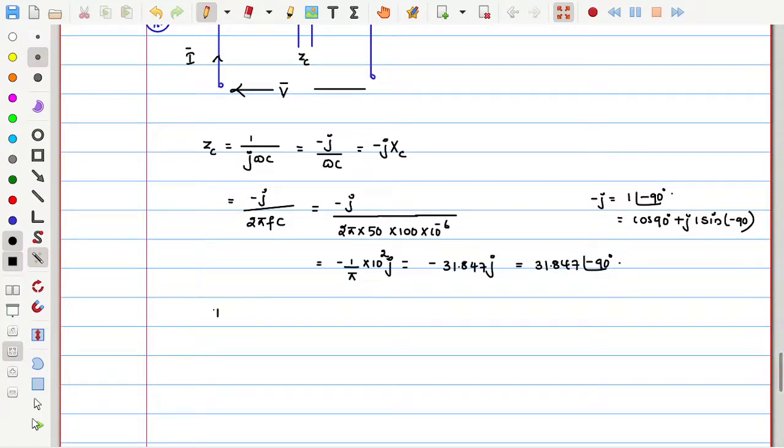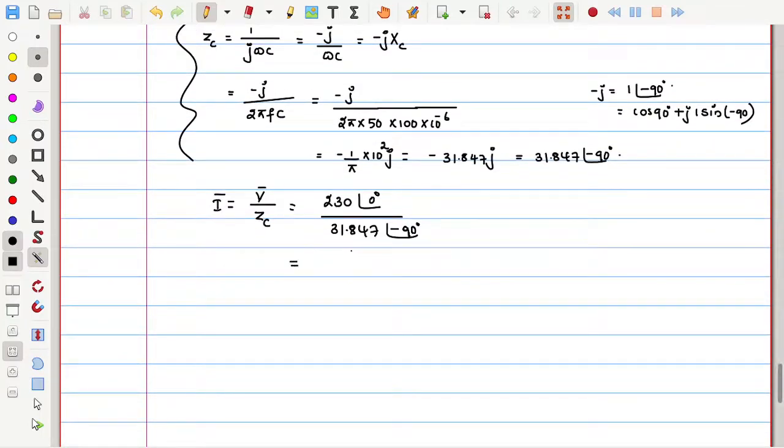Now what do I need? Current. I is equal to V by ZC. See, just like a DC system, but we need to do some extra work. So this is 230 at an angle of 0 divided by 31.847 at an angle of minus 90. How much is 230 divided by 31.847? This is the magnitude. Then how much is the angle? Plus 90, right? 7.22 at an angle of plus 90. This is the capacitor current.